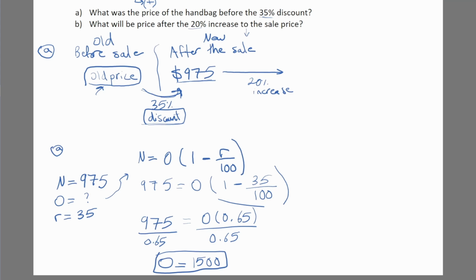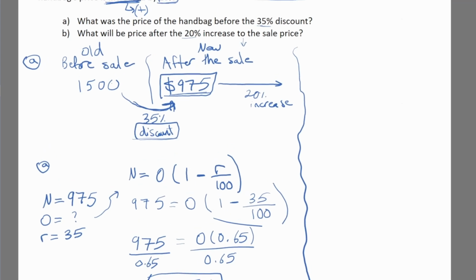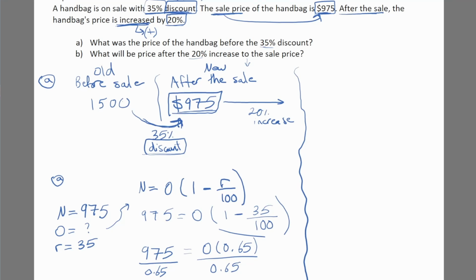I hope this was understood. This is for part A, okay? Let's go here, we're running out of space, kind of. Now we can just erase this, okay? And now we know that before the sale, the price of the bag was 1,500, okay? It had a 35% discount, which made the bag have a price of 975. Okay, now, what does part B say?